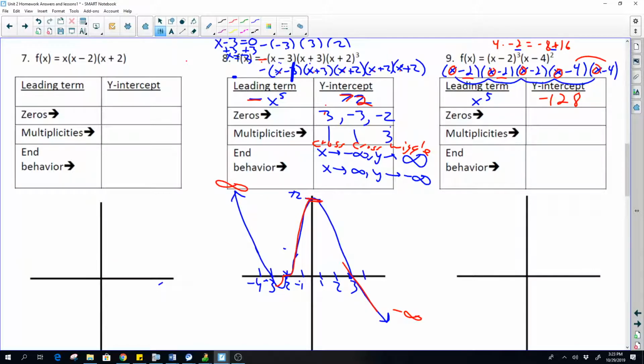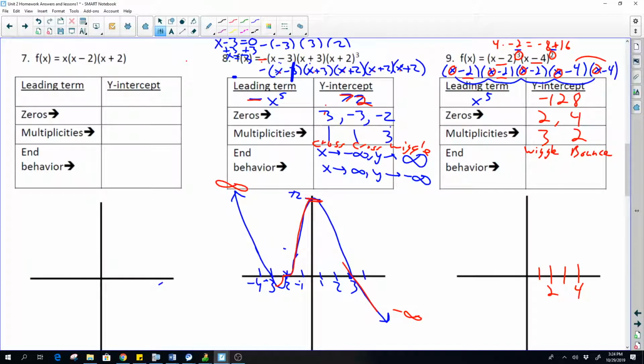Thanks so much. So the zeros, we just have those two, so just 2 zeros. We have a zero at 2 and 4. The multiplicities are 3 to go with your 2, and then to go with your 4, we have a multiplicity of 2. So 3 means to wiggle, and 2 means to bounce. That means that at 2 and 4, we're going to wiggle and bounce.